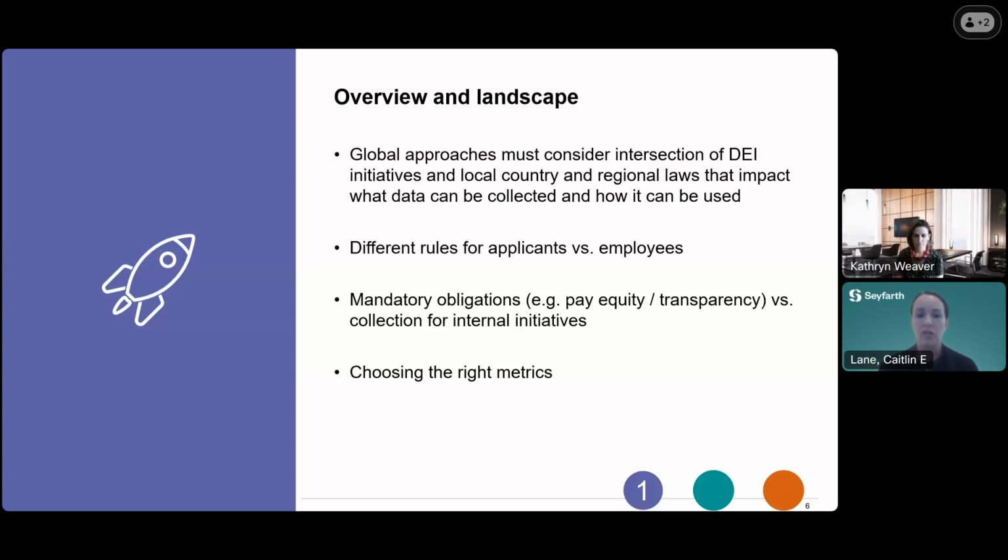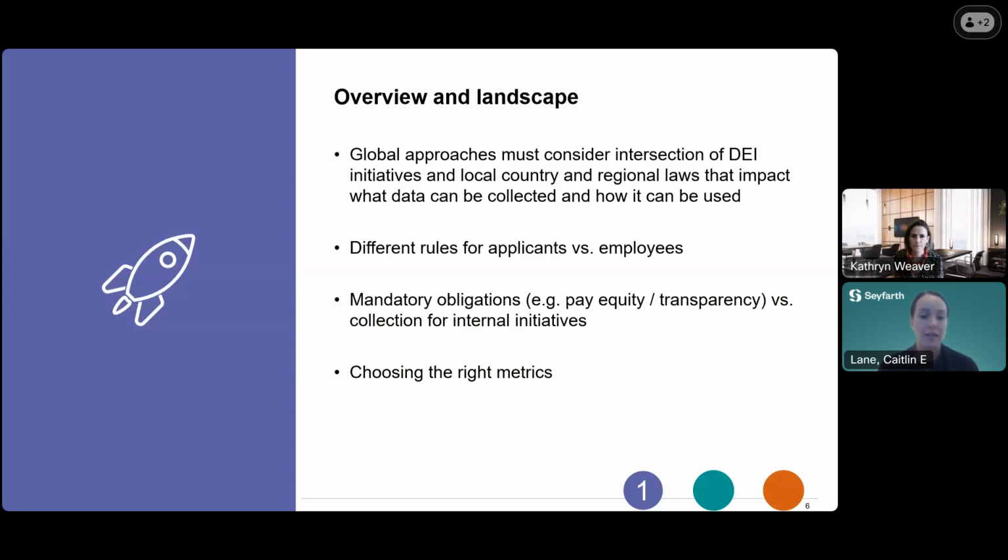Global employers should also be aware that there are often different rules that apply to applicants versus employees. Today, we're just going to be focusing on employee data collection, but we raise this point because it's really important for companies to bear it in mind as they're assessing DEI initiatives and the intersection of data collection. Generally, the rules are a bit more prescriptive for applicants, meaning that less DEI information can typically be collected for applicants as opposed to employees. So that's really a watch out area.